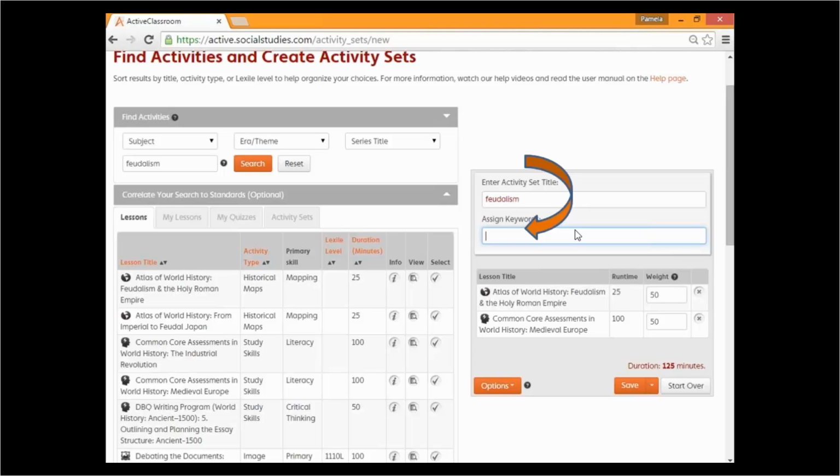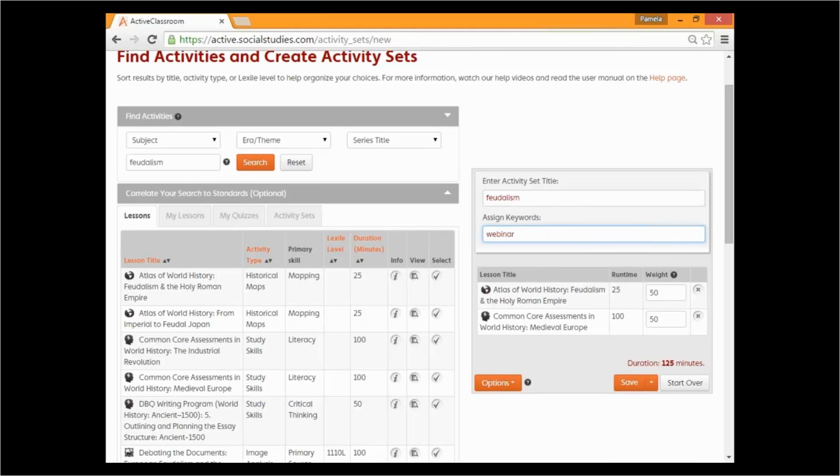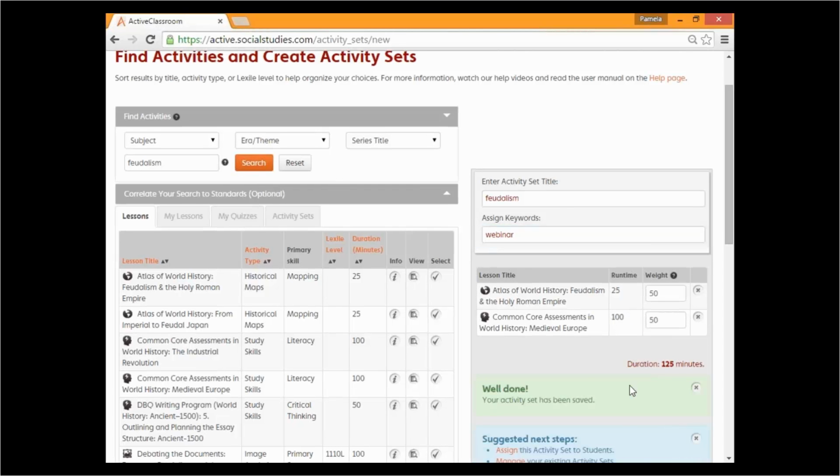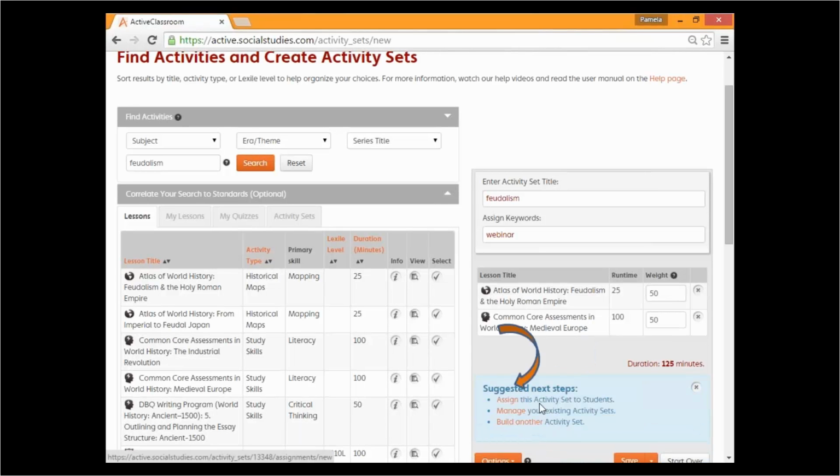Let's make our keyword very consistent, such as your last name, or U.S. history, or world history. For this one, I'm going to use webinar. That way I know I can find this lesson from my webinar again. And I'm going to save my lesson set, clicking the Save button at the bottom, and look, I've got a well done. If I hadn't done it correctly, I would have gotten an oops with a description of what I did incorrectly. So I did a well done, and now I'm ready to assign this out to my students.